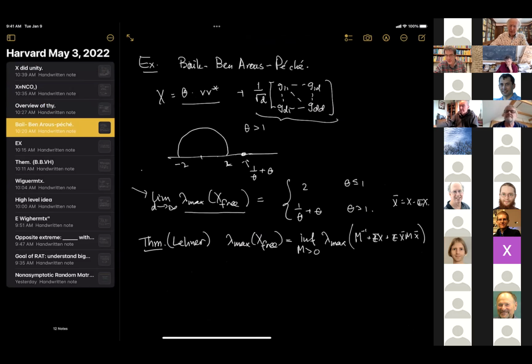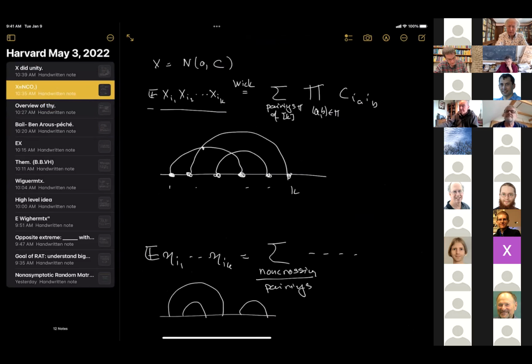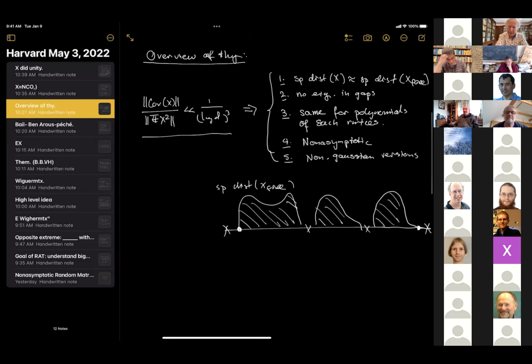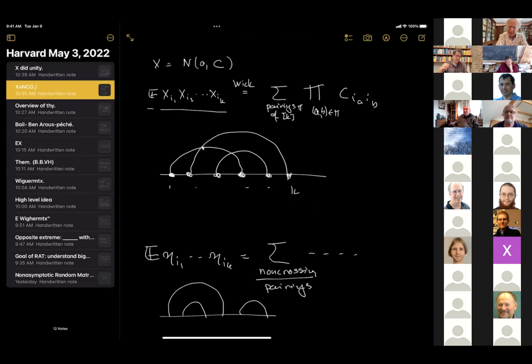Ramon, I'd like to ask a question. Most of your formulas that you wrote down explicitly have a Gaussian flavor to them. How do you deal with the non-Gaussian case? Are there formulas like that for non-Gaussian problems?